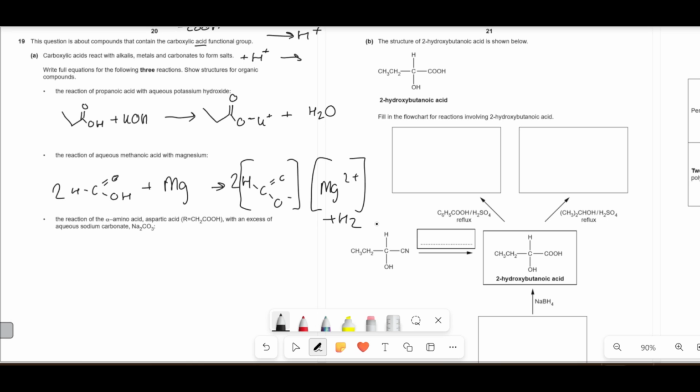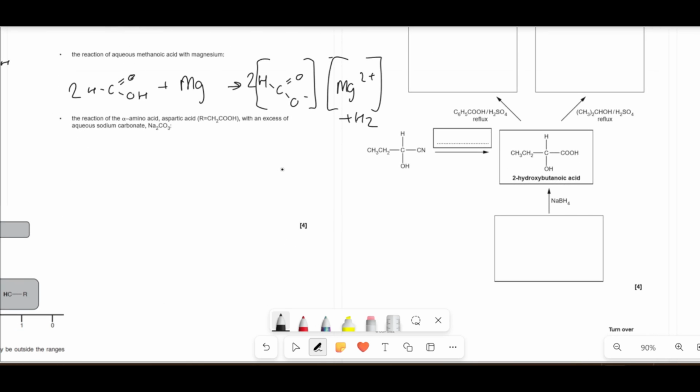Then it says the reaction of the alpha amino acid aspartic acid with an excess of aqueous sodium carbonate. So amino acids, all of them in the entire universe, will have a carbon in the middle. It will have a COOH carboxyl group, and then an H2N, an amine group there, and then it will have an H at the top, and then its R group, which the R group they've told you is CH2COOH.